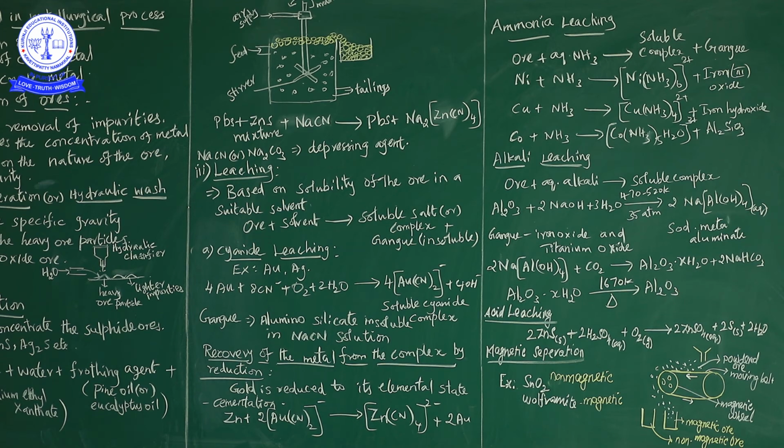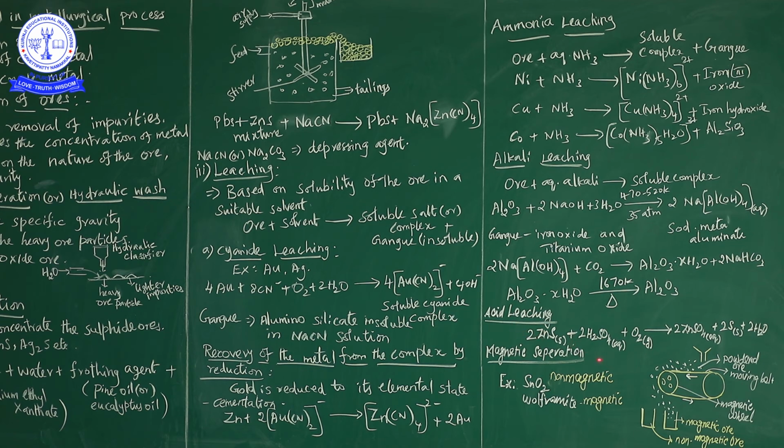The next one is acid leaching. The acid leaching, from that name, means we use an acid solution. In acid leaching, we use zinc sulfide and lead sulfide ores. I mean the sulfide ores are applied for the acid leaching.